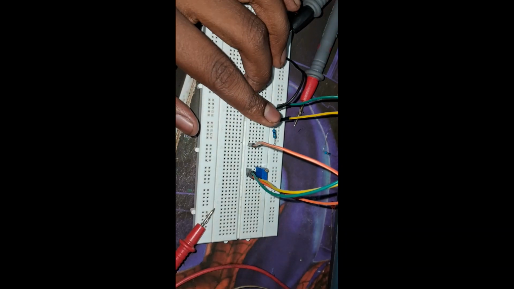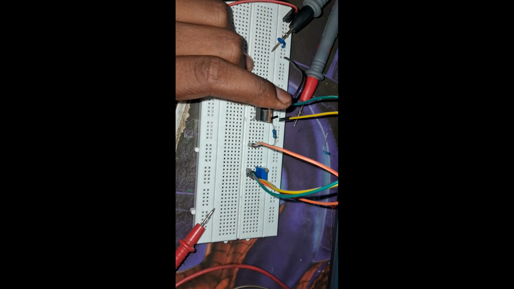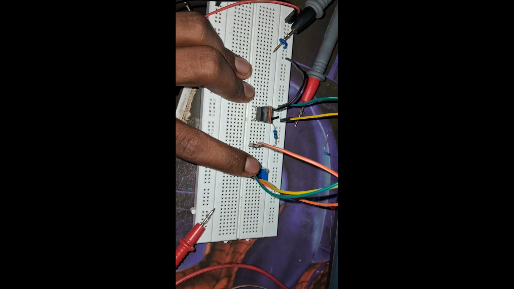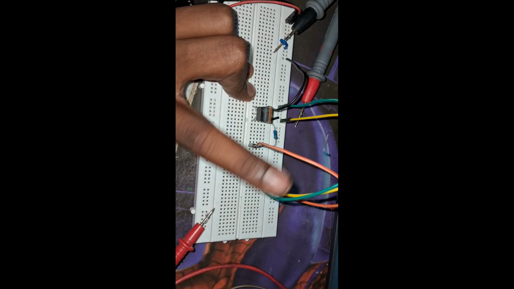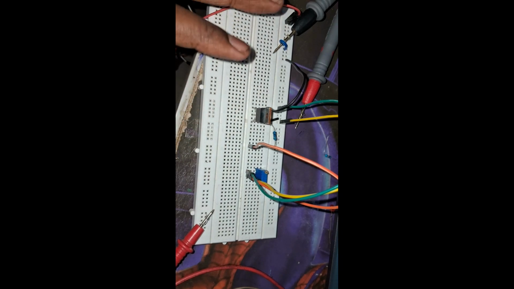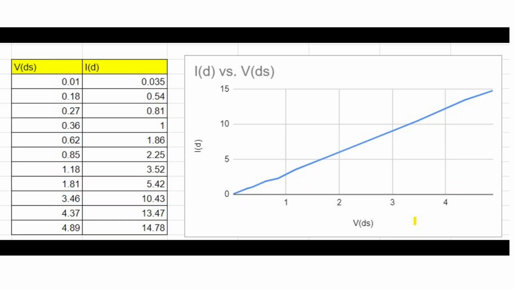Now for the MOSFET, this is the MOSFET, and this is the resistance across the drain terminal. I will connect this potentiometer for controlling the drain voltage, and I will do the same experiment with the help of these two multimeters to measure the current. After measuring the voltage across drain and source and the current from the drain, I get this graph.